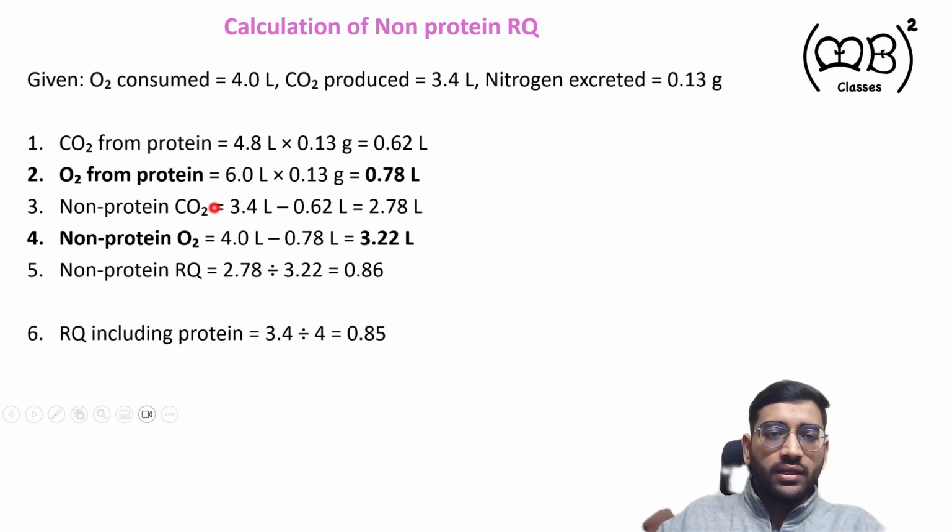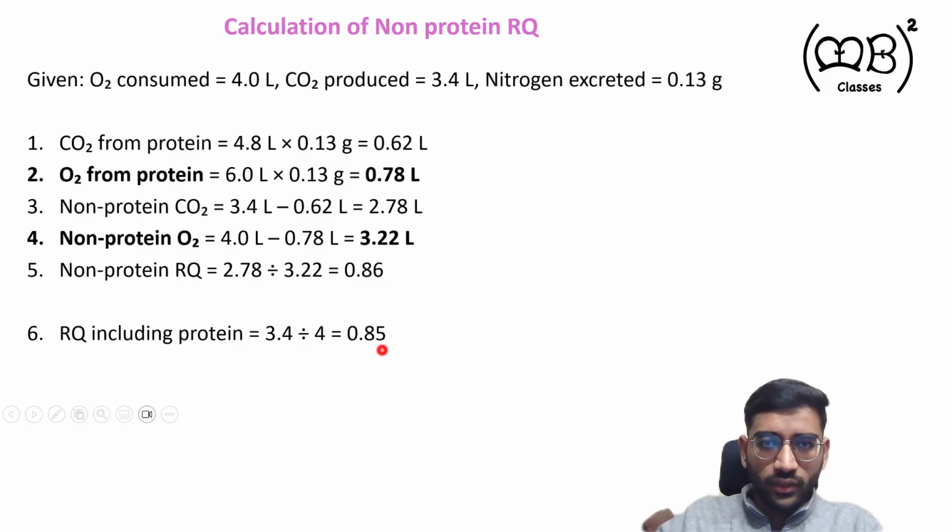Dividing CO2 non-protein by O2 non-protein, 2.78 liter by 3.22 liter, I get a non-protein RQ of 0.86. These are very close values and I don't think it would make a major difference. Let's see if it does or not. So this is the RQ if I include protein.